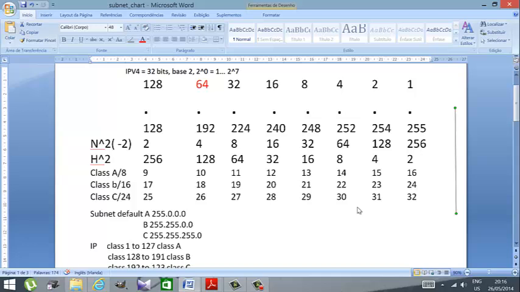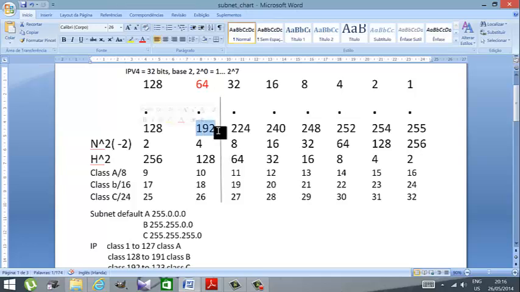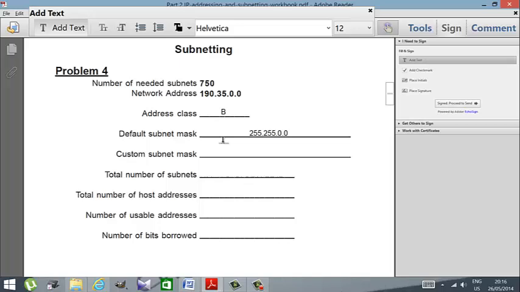Let's have a look at our question again, just one more explanation. Our line was here. When you borrow 9 bits, the line comes back to here. When you borrow 10 bits, the line comes to here. So our custom subnet mask is gonna end with 192. So that's gonna be our custom subnet mask borrowing 10 bits.